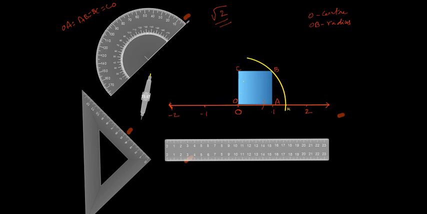Look there, how we can write. With O as center and OB as radius, I draw an arc to intersect the number line at K. Now, what do you say about the distance from 0 to K?